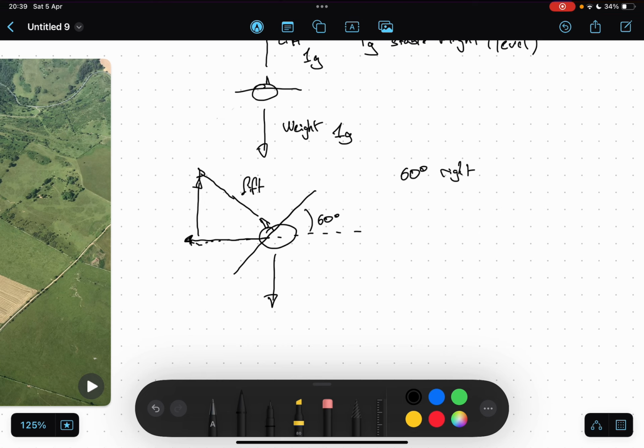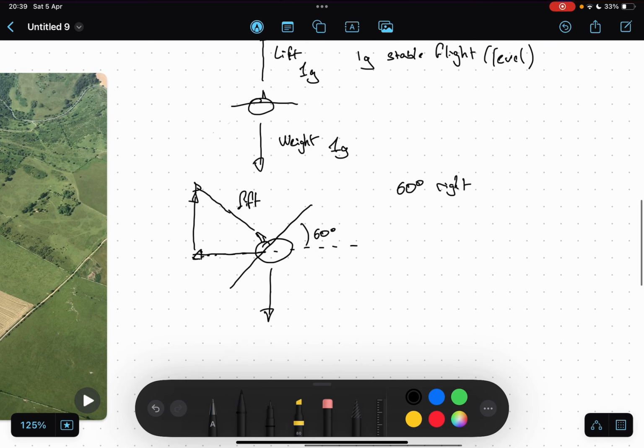And here, let me just draw it properly. And here we have the section of the force of the lift that is helping to keep the aeroplane still in level flight, right? Since this force must balance this one if the aeroplane is to remain in level flight, right? Okay.